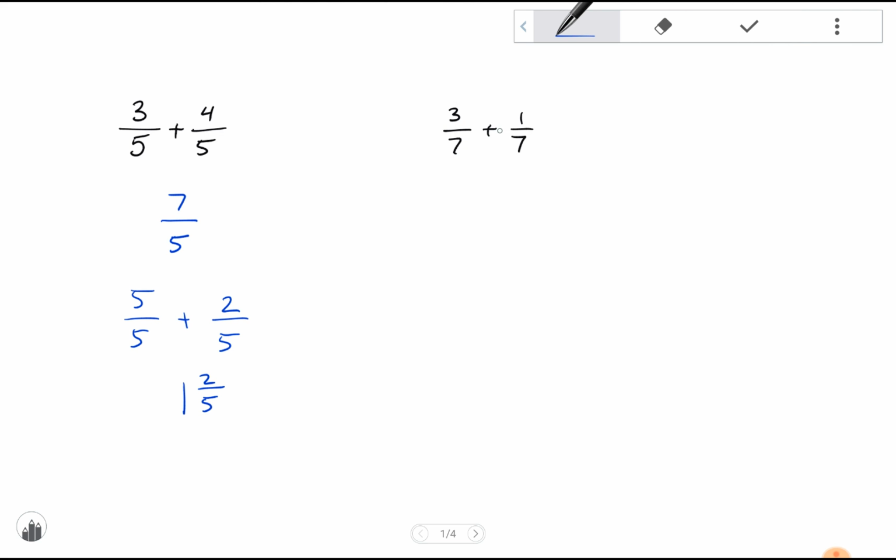Adding 3/7 plus 1/7, the denominators are the same, so we add the numerators. 3 plus 1 is 4, so that we can write 4/7. We don't have to change anything there because the 4 is less than the 7.